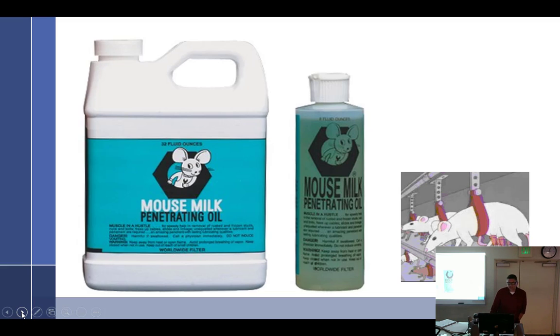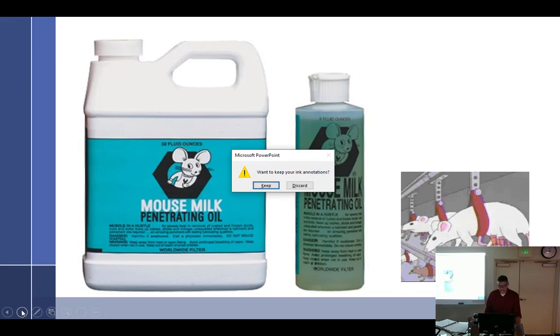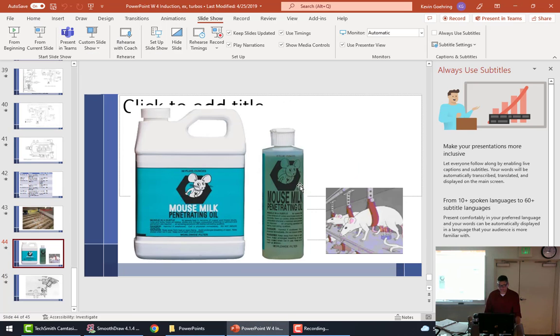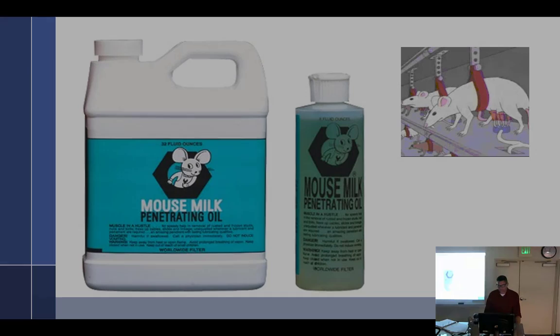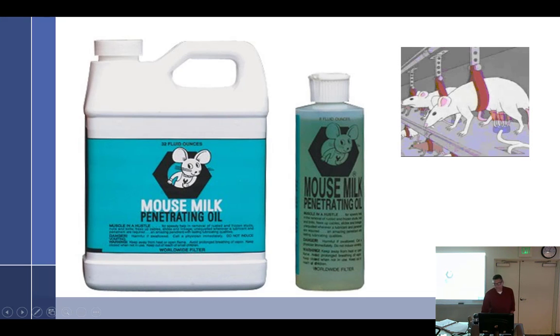Mouse milk is the preferred lubricant for. Oh, so that's real. What's that? Yeah, it's a real thing. Got to move this up a little bit. There we go. Right, I made that one. All right, so it's the preferred lubricant.